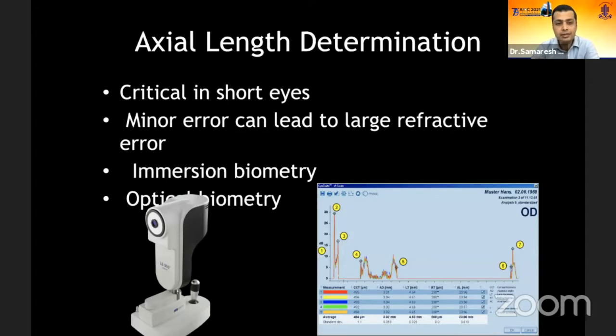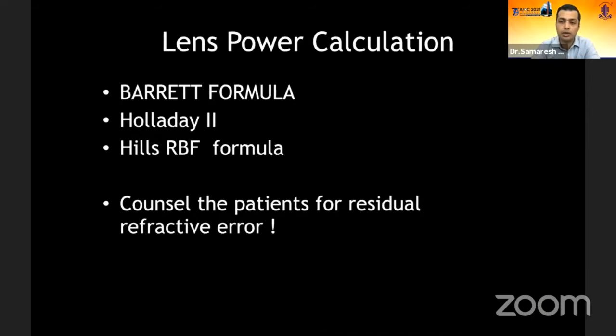Axial length determination is critical for all eyes, but it becomes even more critical for very long and short eyes, because small errors lead to large refractive problems. My preferred go-to technique is optical biometry. Whenever I get an opportunity to lay my hands on a swept source, that would be my preferred one. But if you don't have optical biometry, the least one can do is an immersion biometry over a contact biometry, simply because you're measuring the visual axis of the patient and thereby getting more appropriate readings.